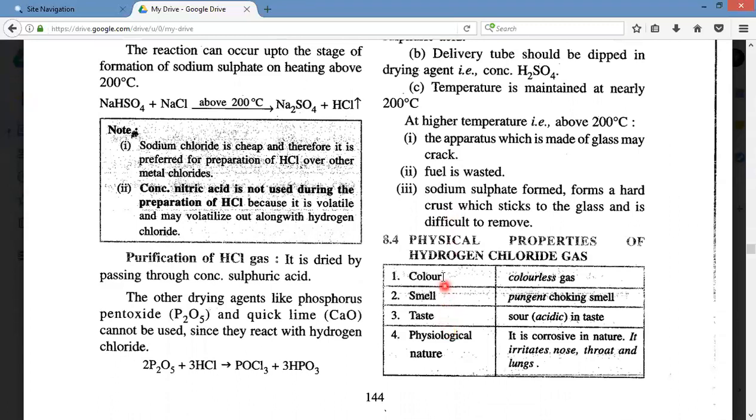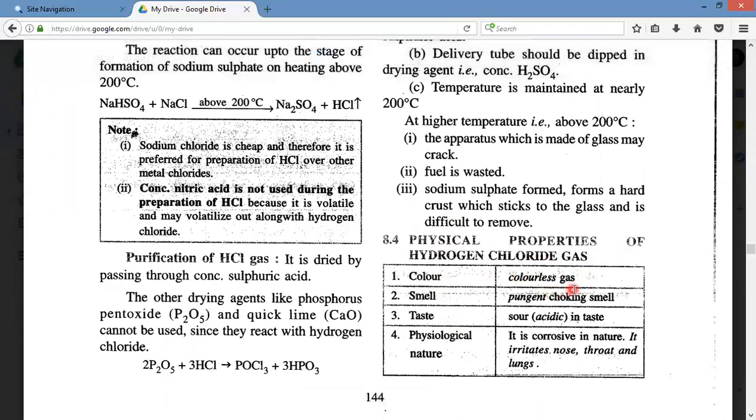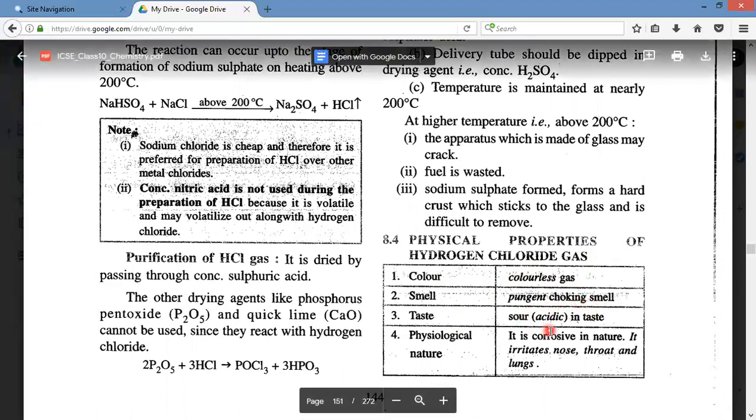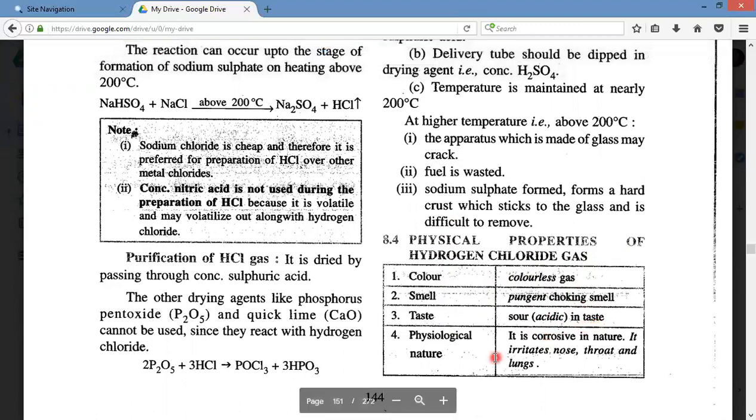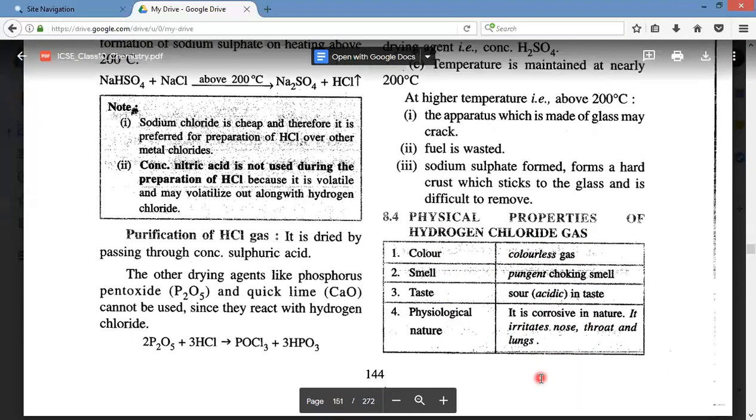Now coming to the next topic, that is the physical properties of hydrogen chloride gas. Color: it is a colorless gas. Smell: a pungent choking smell, a very important point, kindly note it down, underline it. Taste: it is sour, acidic in taste. Physiological nature, a very important concept: it is corrosive in nature. It irritates the nose, throat and lungs.